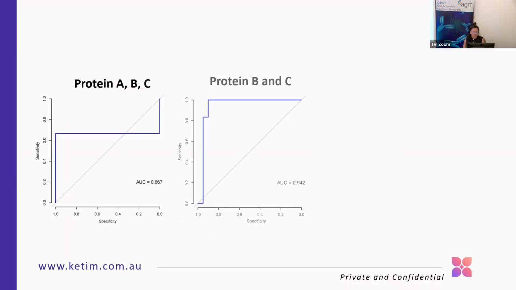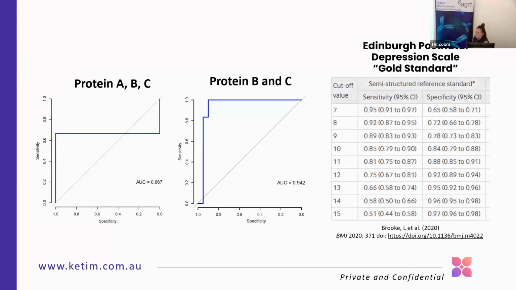One of the things we did was look at the area under the curve. You can see here that when we look at all 3 proteins combined, we had roughly a 67% sensitivity. But when we looked at just proteins B and C, and if you recall, these were the 2 proteins that were overexpressed and protein A was underexpressed, we saw that the AUC was up to about 94% accuracy.